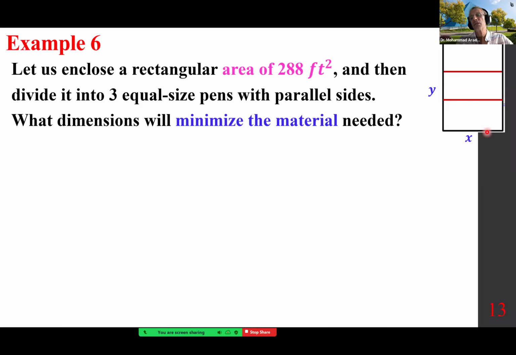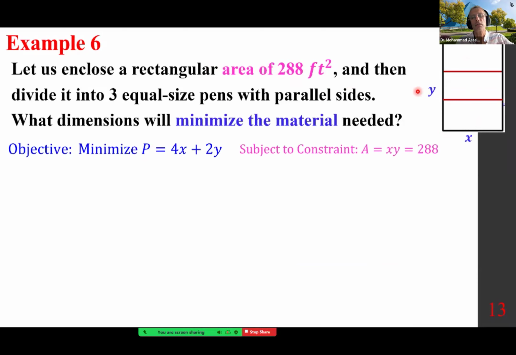We have x here, 1, 2, 3, 4x. We have y here, and we have 2 of them. So 4x plus 2y. That is what we want to minimize. We call it P. Perimeter is 4x plus 2y. What is the restriction? It's subject to the constraint. The area must be 288. So area is x times y equals 288.